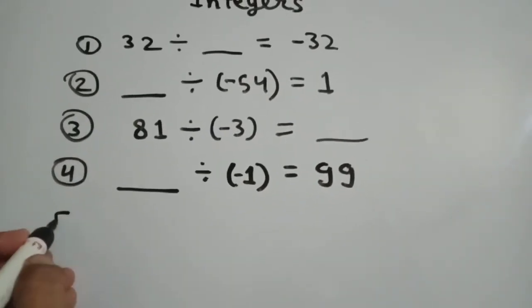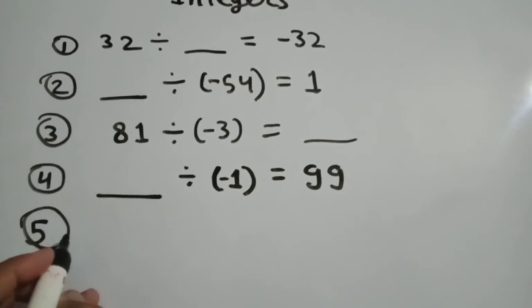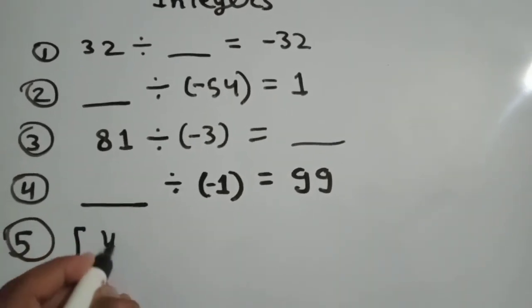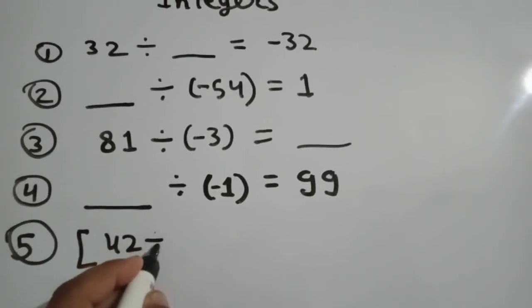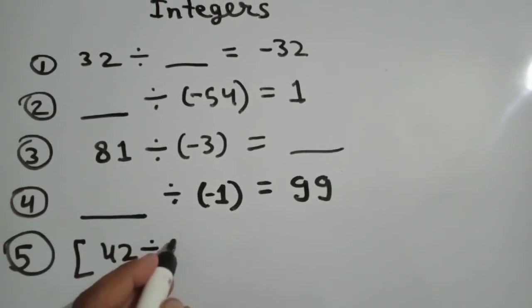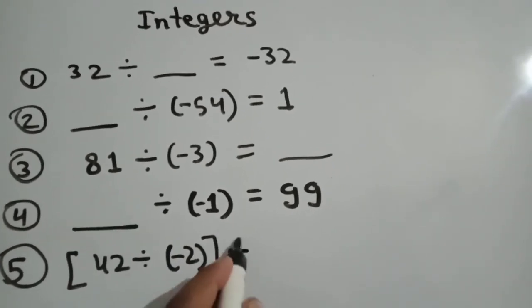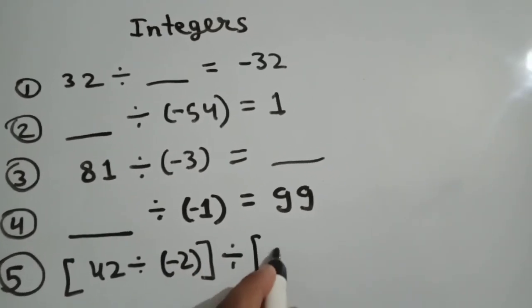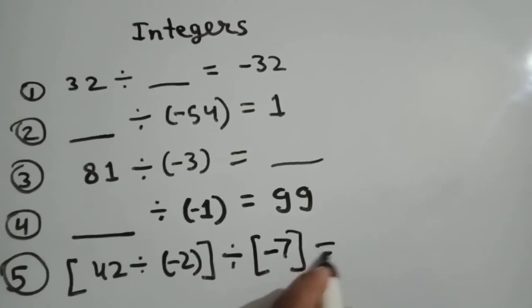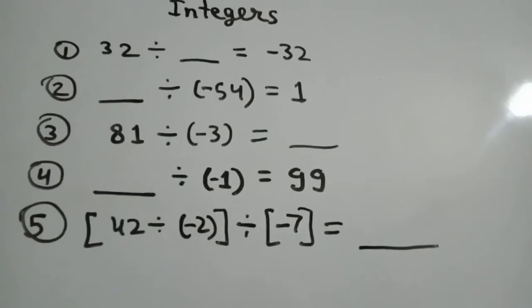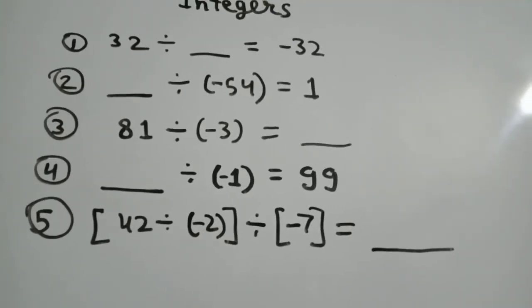The last question for you: solve 42 divided by 2, minus 2, which is further divided by minus 7. Is the result positive or negative? Write your answers in the comment box.